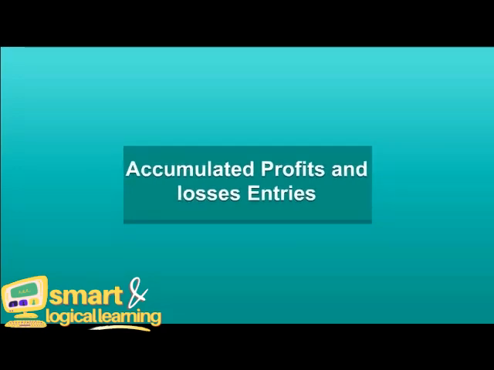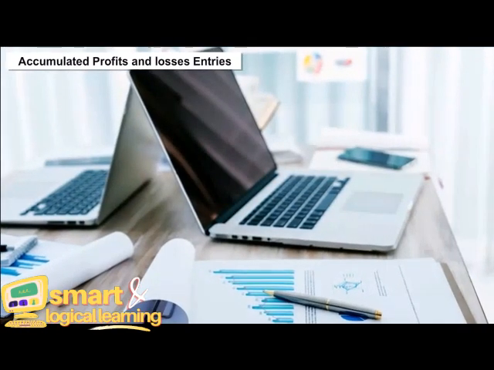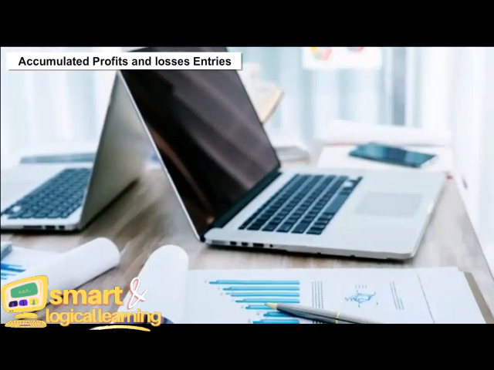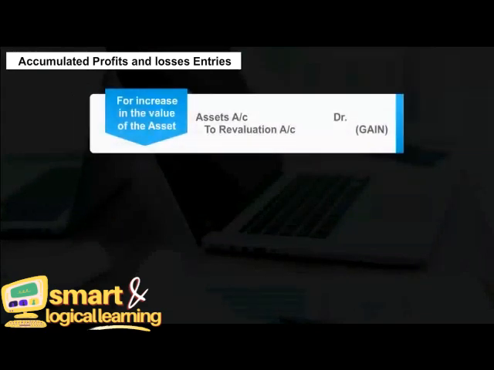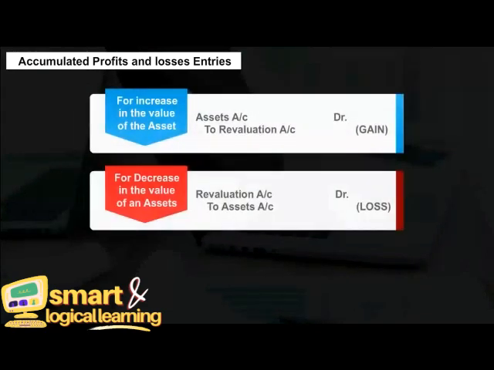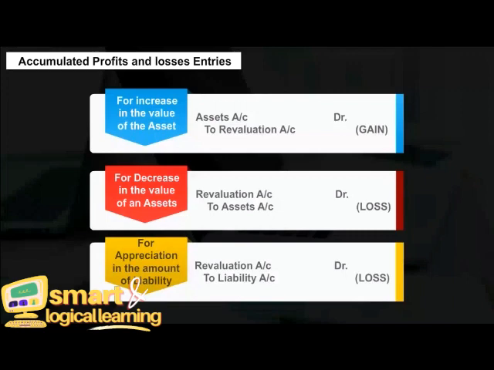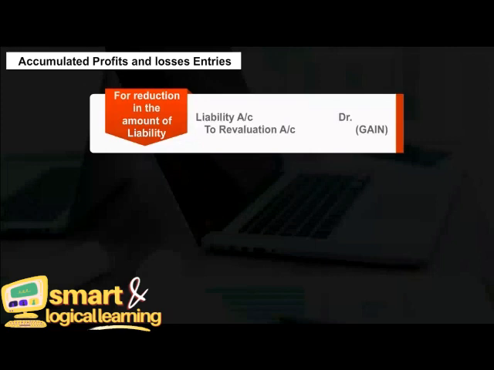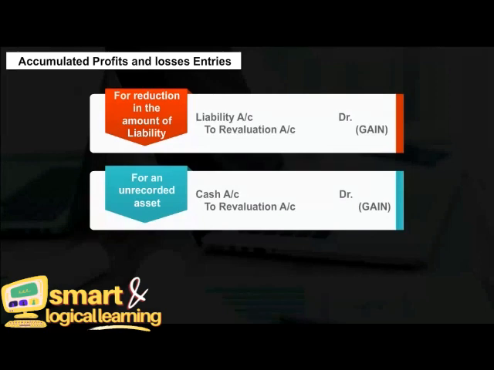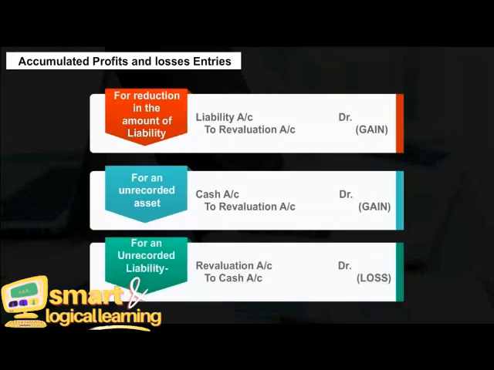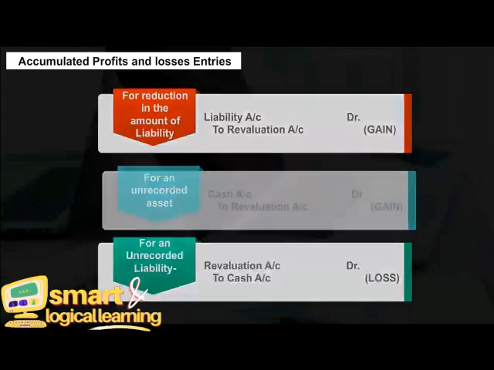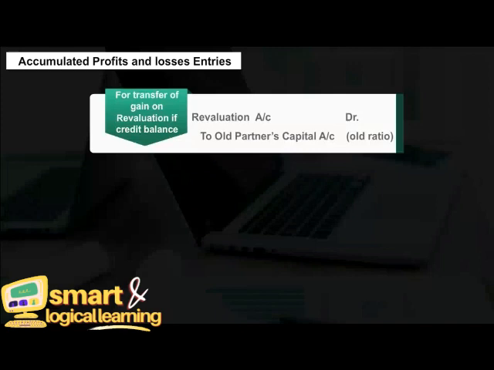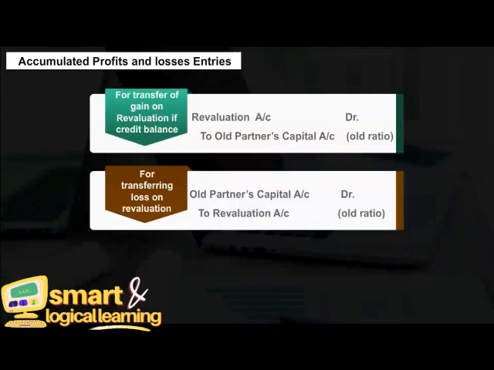Accumulated profits and losses entries. Journal entries for the revaluation of assets and liabilities. For increase in the value of an asset. For decrease in the value of an asset. For appreciation in the amount of liability. For reduction in the amount of liability. For an unrecorded asset. For an unrecorded liability. For transfer of gain on revaluation if credit balance. For transferring loss on revaluation.